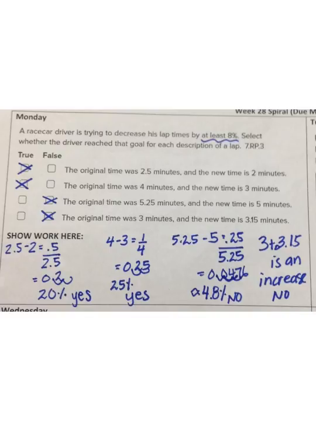So the first two, 20%, 25%, that's a yes. When I did the third one, though, the amount of change was only 4.8%. That's a no. The last one, it said the original time was 3 minutes and the new time is 3.15. So I automatically didn't even have to do anything there. It's an increase, so that's a no.